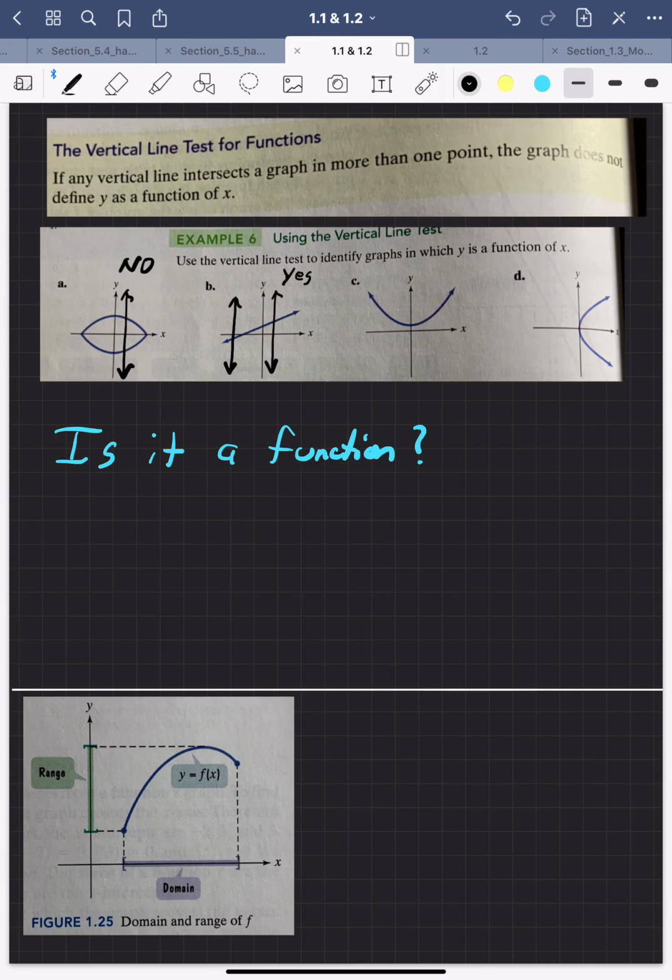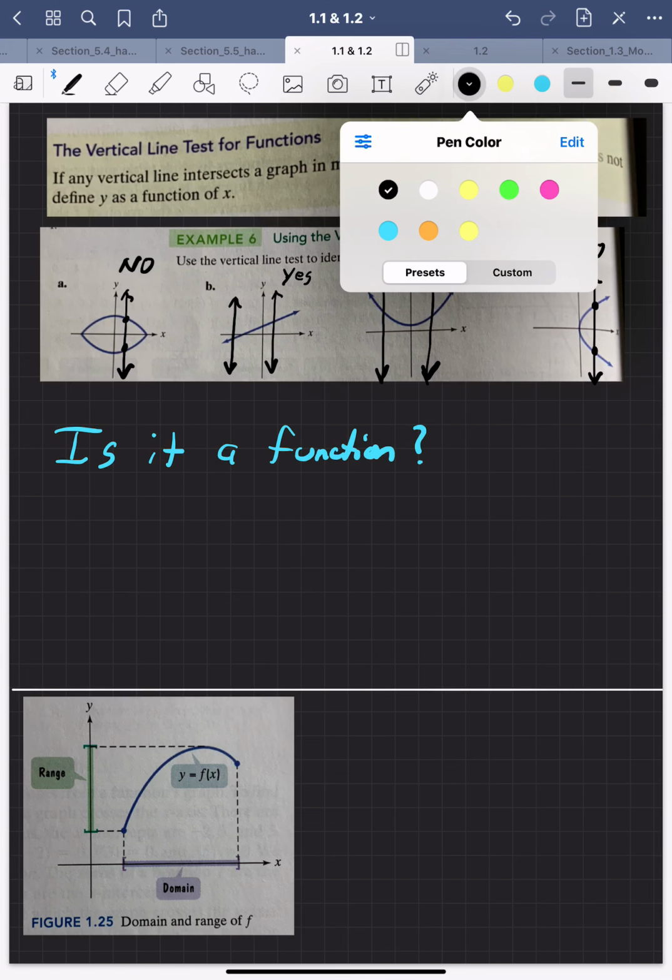Part C is the same thing as B. Here's a vertical line, and no matter where I put that vertical line, it's only going to touch that graph one time. So yes, it is a function. D, I think you're with me. Here's a vertical line, and it touches that graph twice. So we get to say no, it's not a function.